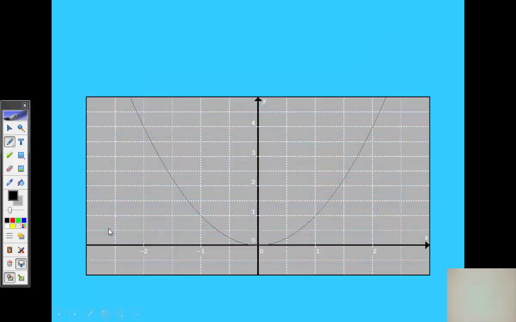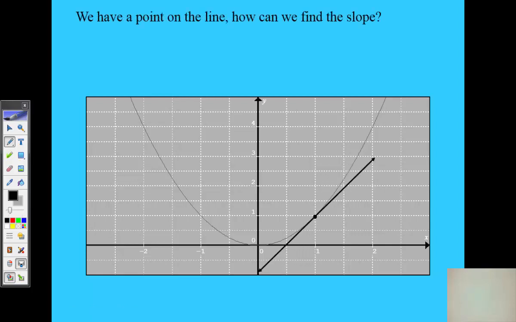Now, in prior math classes, we've been able to find the slope of a line if we have 2 points on that line. We only have 1 point on this particular line. So how can we find this slope? We could actually estimate another point on this line and then calculate the slope of that line.